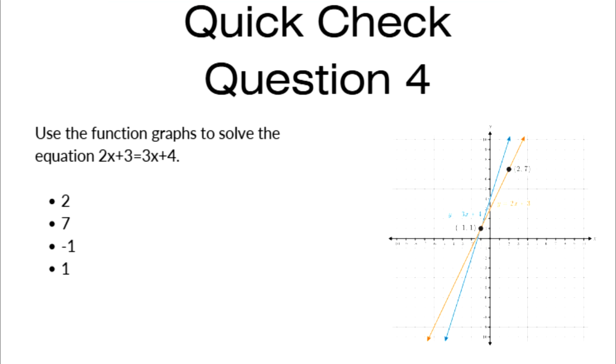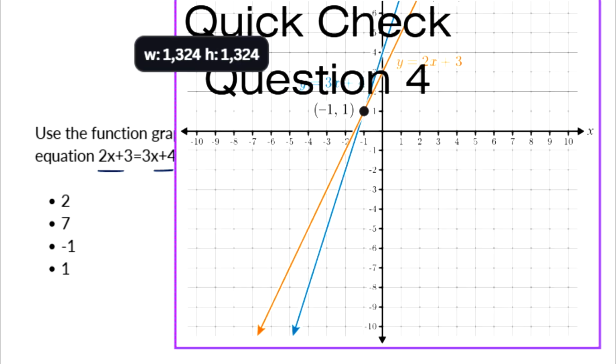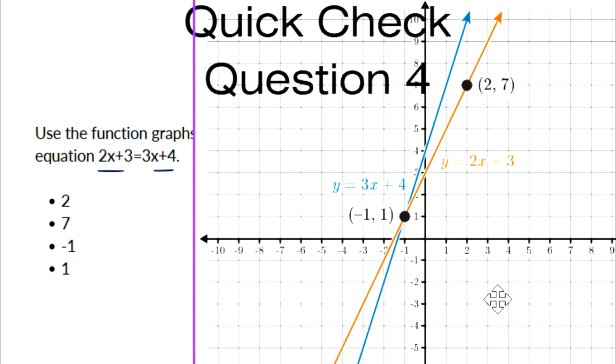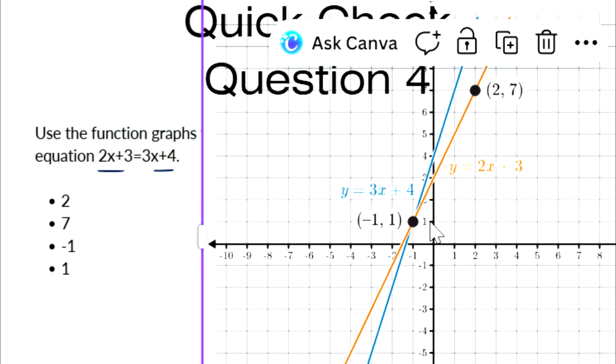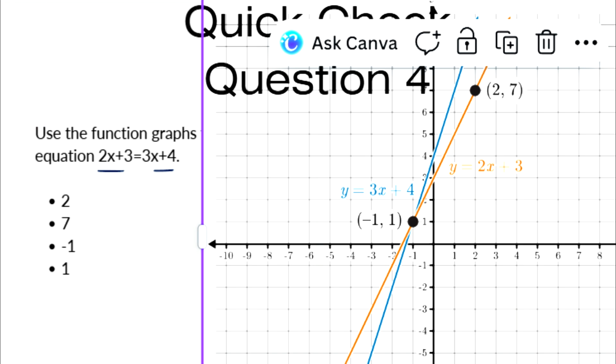Quick check question number 4. Use the function graphs to solve the equation 2x plus 3 equals 3x plus 4. We have 2 here, so we're looking for an intersection. So all you're going to do is blow this up really big. Look at where they cross, which is right there. And you're going to find the value. Which letter matters? There's only one letter that's mattered this whole lesson. Is it x or y? You're going to find that and select that as your answer.